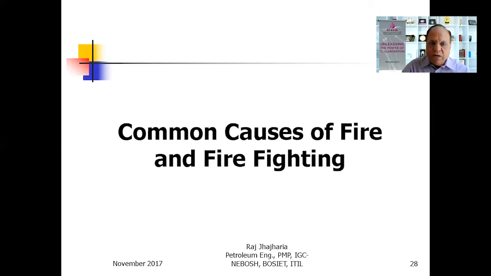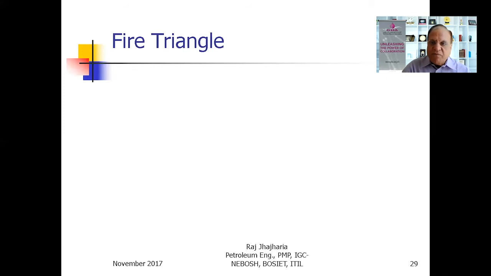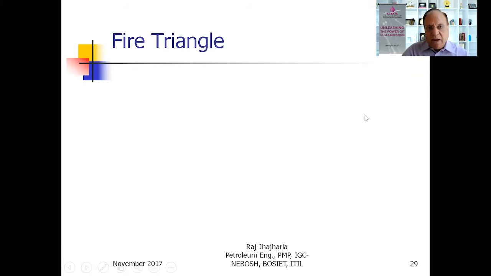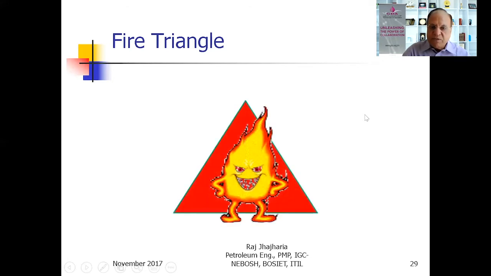Okay, now let's look at the next aspect of our risk, which is fire, and how we handle fire if it happens. So first, let's look at the causes of fire. Fire happens because of three things, and this is known as the fire triangle. This is a very famous fire triangle.